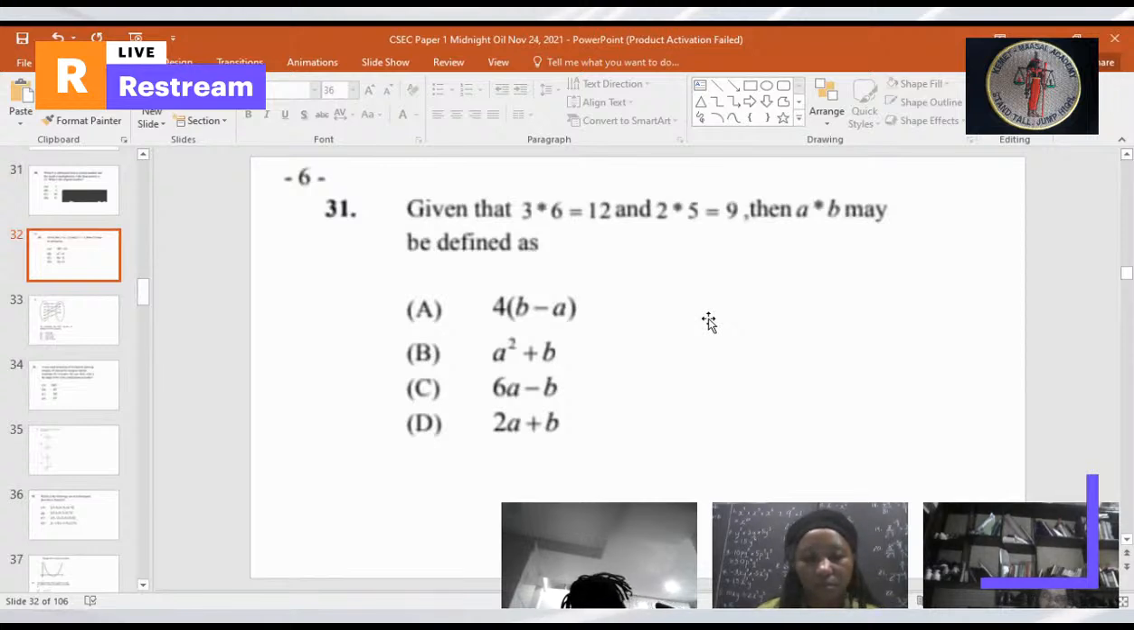So where A is 3, B is 6, or A is 2, B is 5. Which of those functions? Miss, it would be D, 2A plus B, because in the first equation, it would be 2A, which is 3, plus B, which is 6, which is 6 plus 6 equals 12. And in the second one, it would be 4 plus 5 equals 9. Correct.